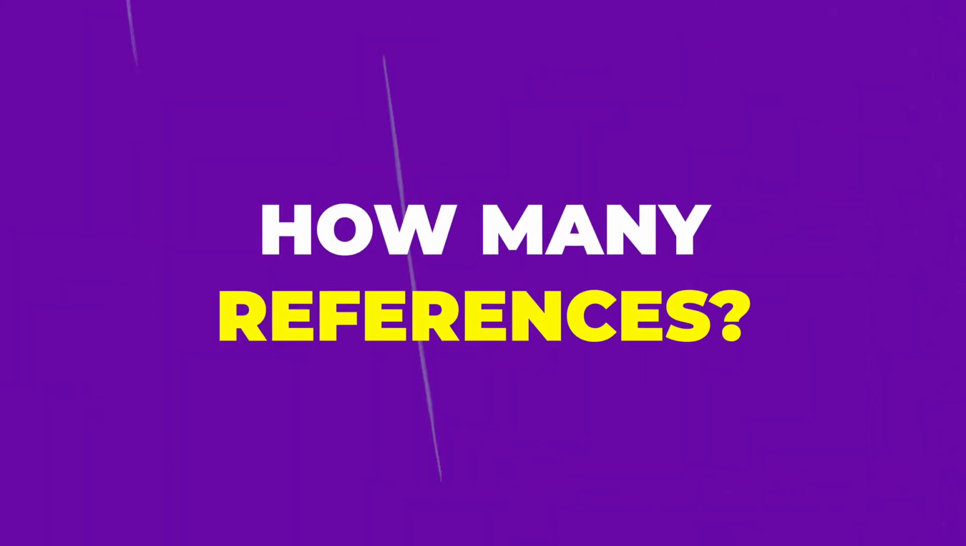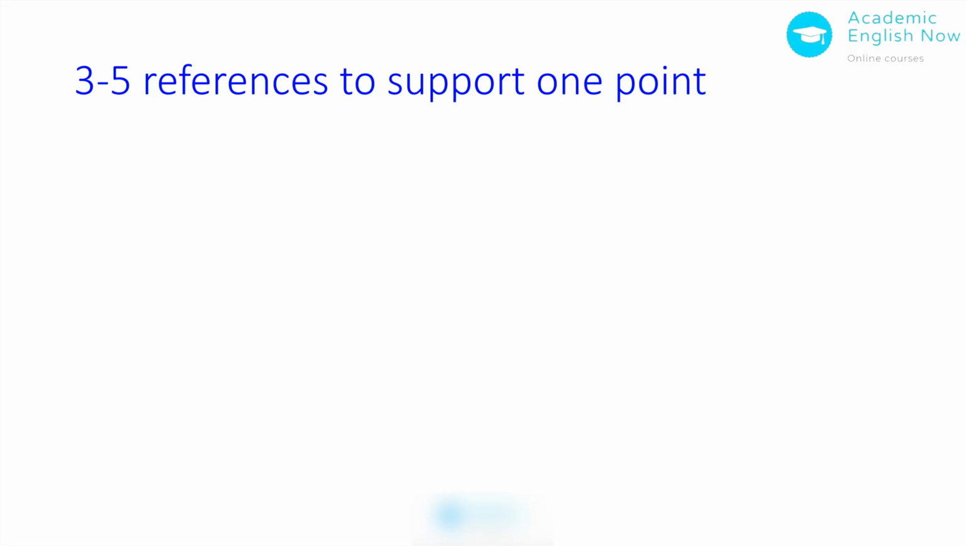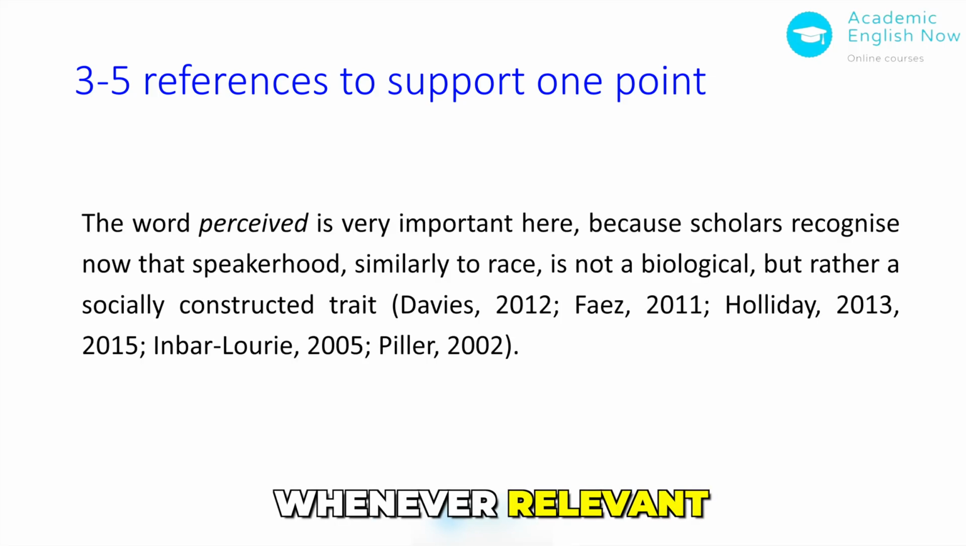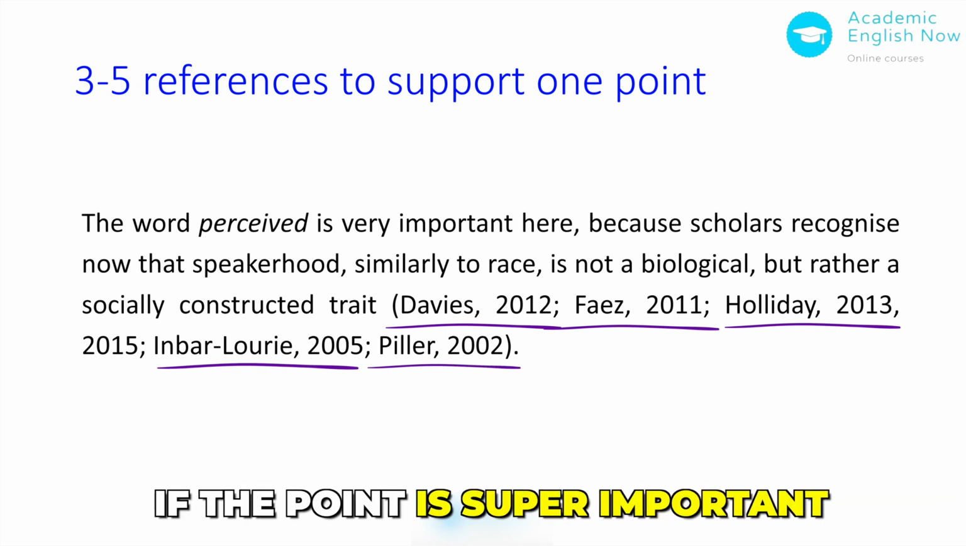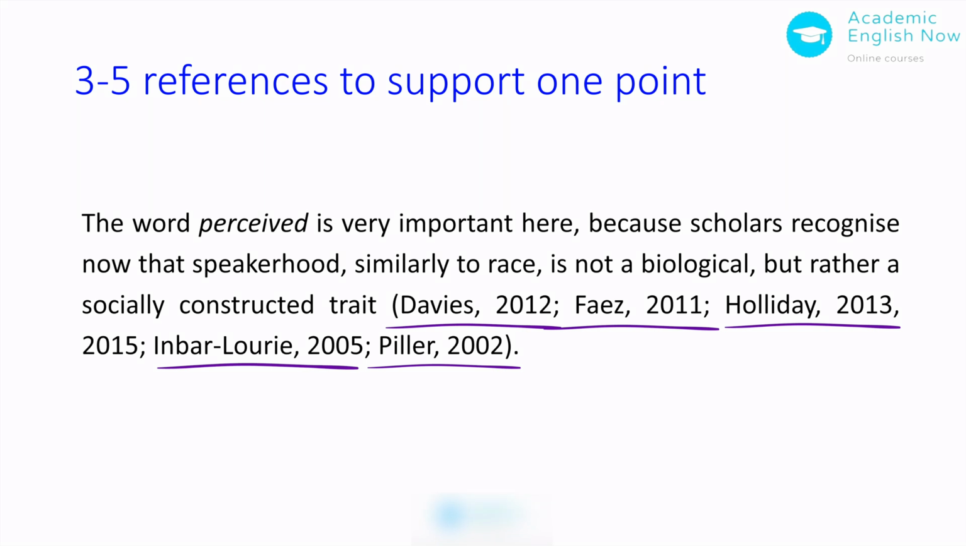What you want to also have is several references to support one point whenever relevant. So for example, in here, notice that there are 1, 2, 3, 4, 5 references to support one point. You want to do this if the point is super important. So maybe at the beginning of a paragraph, or if you're saying numerous studies show that, or previous research concludes that, you're kind of summarizing all the previous studies or all the previous research in one sentence. That's when you want to use 3 to 5 references.